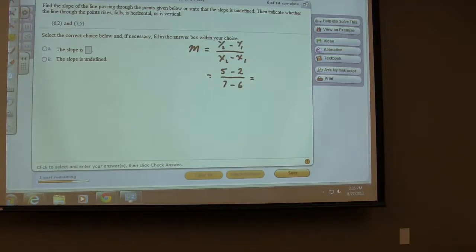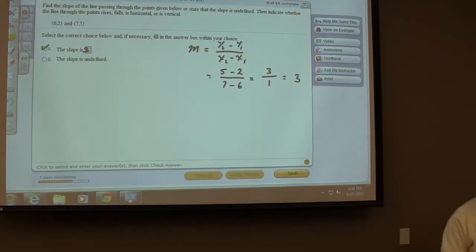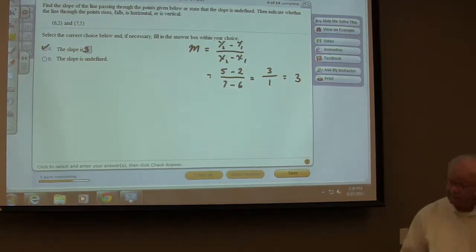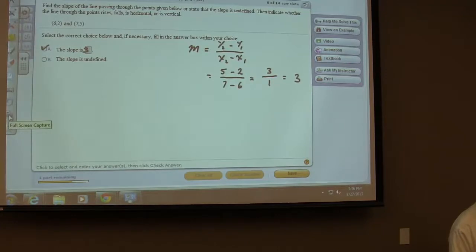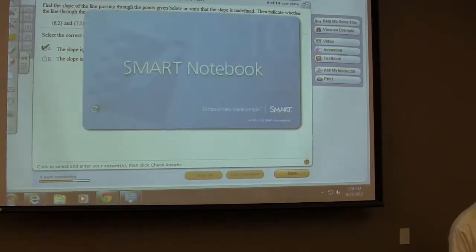5 minus 2 is 3. 7 minus 6 is 1. So the slope is 3. And that would be our answer for that first problem. Okay. Let's move on then and look at number 4. Let's copy this one.